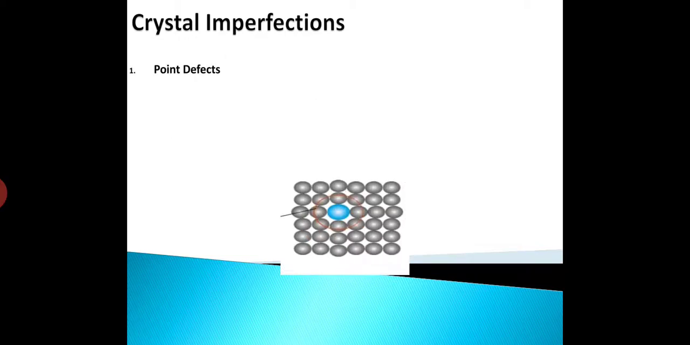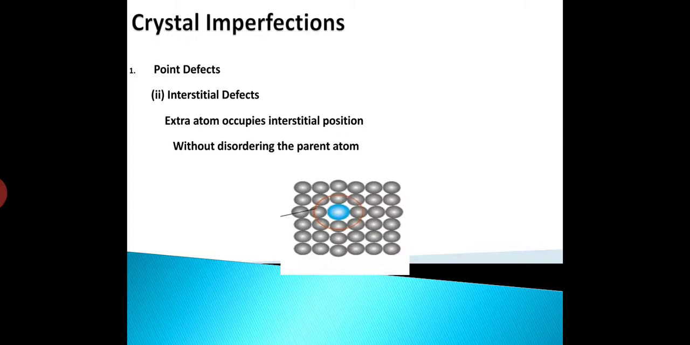The second type of point defect is the interstitial defect. As shown in the figure, it occurs when an extra atom occupies an interstitial position. The green and blue colored atoms occupy the interstitial positions of the regular atoms. But this type of defect doesn't disorder the positions of other atoms.